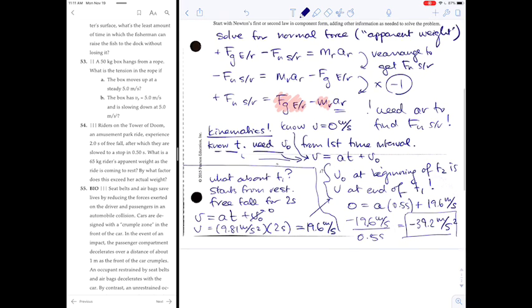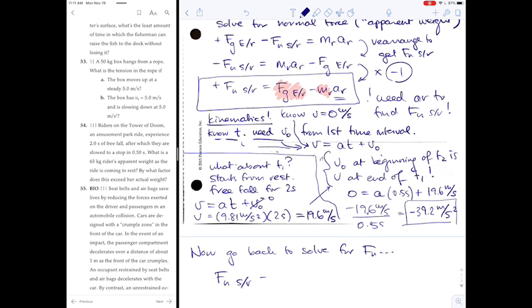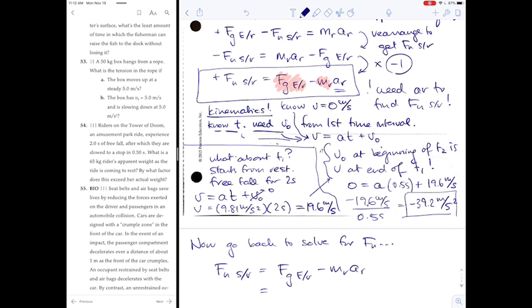Okay, so now we can go back and solve for the normal force. We have our equation from before. I'm going to put a big box around it and copy that down. The normal force from the seat on the rider is equal to her weight minus her mass times her acceleration. So her weight is mg minus m_r times minus 39.2 meters per second squared.